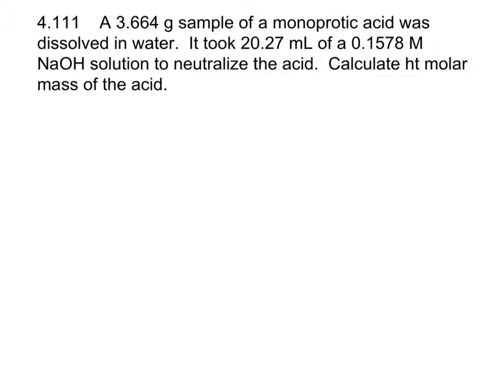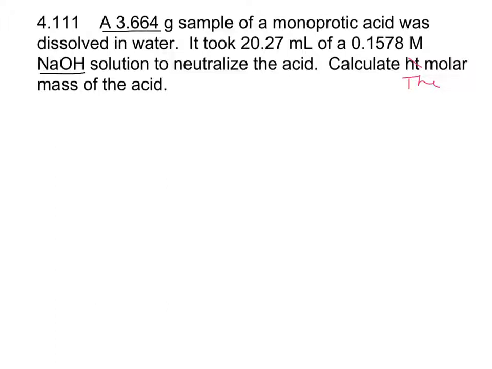So a 3.664 gram sample of a monoprotic acid was dissolved in water. It took 20.27 milliliters of a 0.1578 molar sodium hydroxide solution to neutralize the acid. We want to calculate not the HT molar mass, but the molar mass. So a little bit of a typo there, the molar mass of the acid. So the key bits here are they give us the amount of sodium hydroxide needed for the reaction. They also give us the mass of our acid sample.